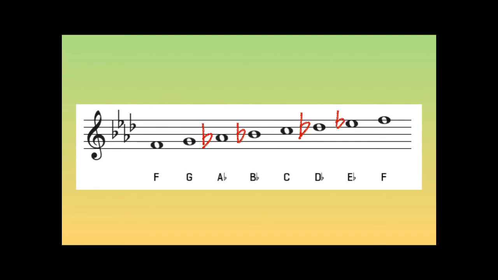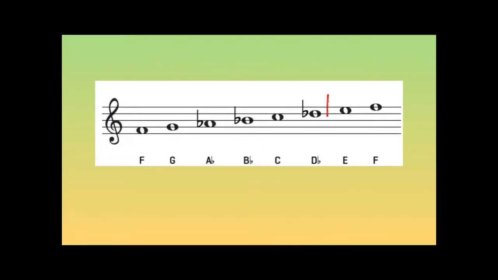That's step 3, raise the 7th scale degree. And in this case, the 7th scale degree is E flat. We are going to raise that E flat to what? If you said E natural, you've got the right answer. This is an F harmonic minor scale.